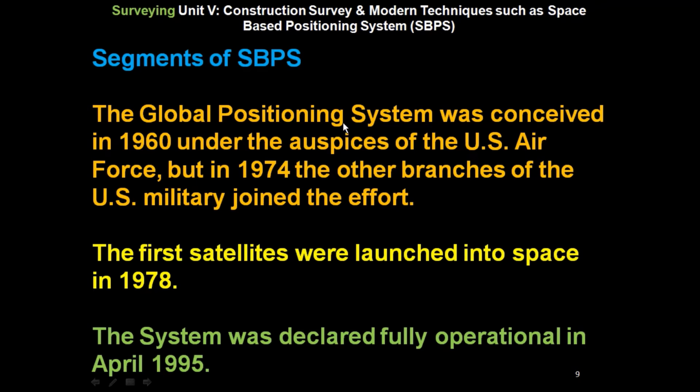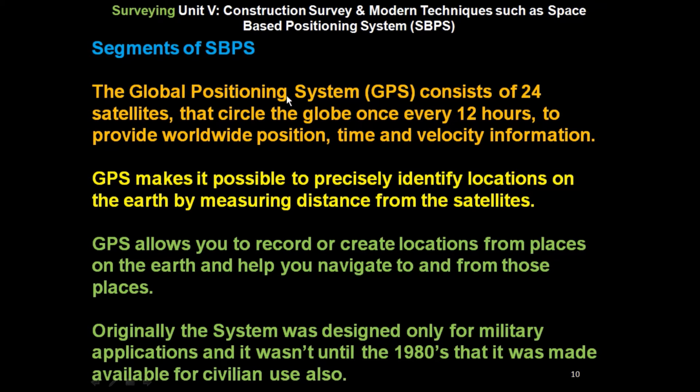The Global Positioning System, that is GPS, was conceived in 1960 under the auspices of the United States Air Force, but in 1974 the other branches of the United States military joined the effort. The first satellites were launched into space in 1978. The system was declared fully operational in April 1995. GPS consists of 24 satellites that circle the globe once every 12 hours to provide worldwide position, time and velocity information.